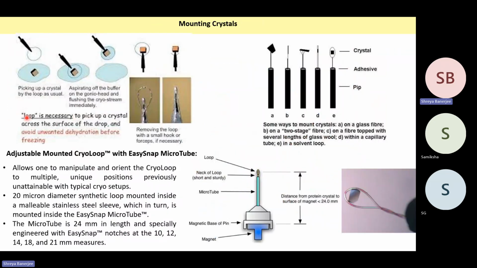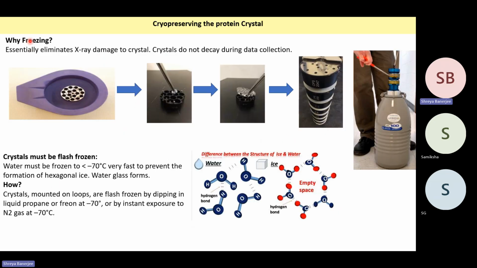So, loop is necessary to pick up a crystal across the surface of the drop and avoid unwanted dehydration before freezing. So, basically, the first step is to pick up the crystal, and we want to pick up the crystal along with the solvent, because if we pick up the crystal without the solvent, the crystal can lose its shape. So then this kind of a nylon loop is used to pick up the crystal. Then the crystal is flash frozen.